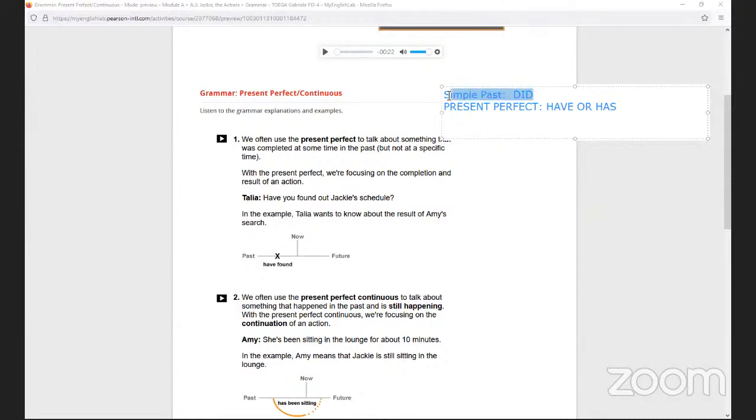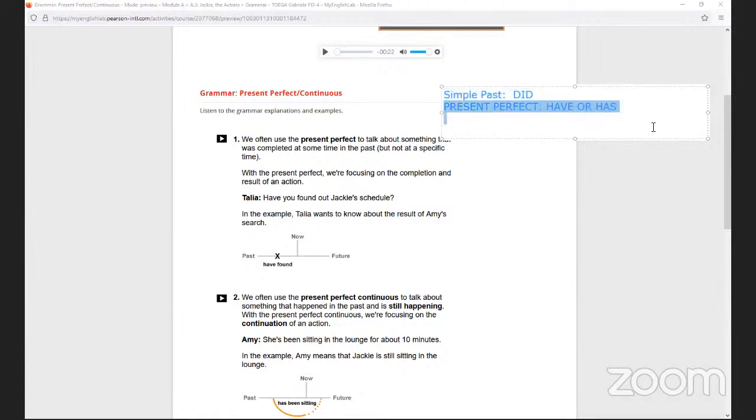When we use simple past, we are talking about an action that started in the past and finished in the past, right? For example, I traveled on Sunday. So it means that I traveled on Sunday, maybe in the morning, and I returned Sunday at night, for example. It's because I started in the past and I finished the action in the past, okay?